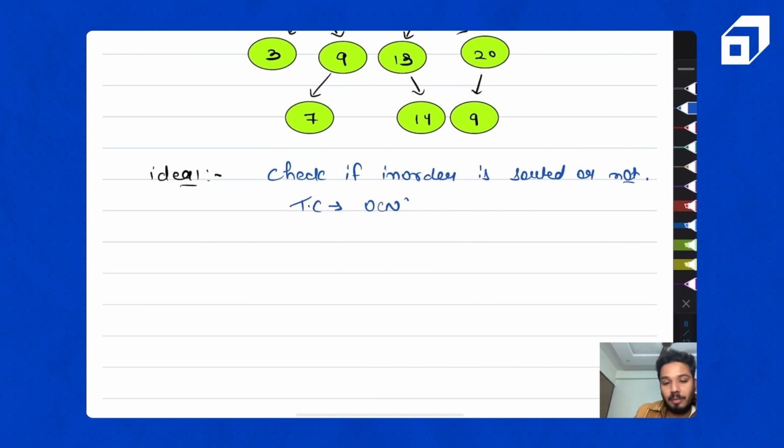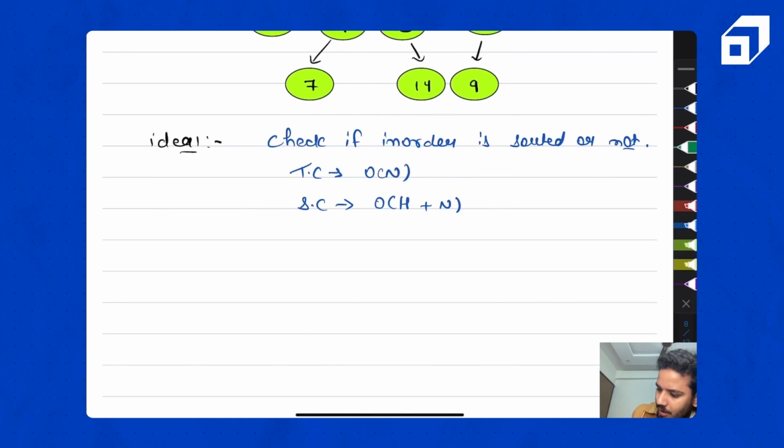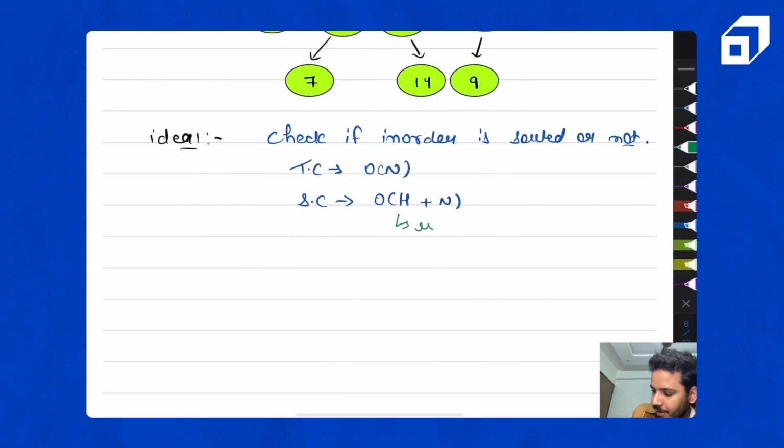Because you're going to traverse over the whole tree obviously, and space complexity is order of h for the recursive stack space and n for storing the in order. So this is for recursive stack space and n for storing the in order.